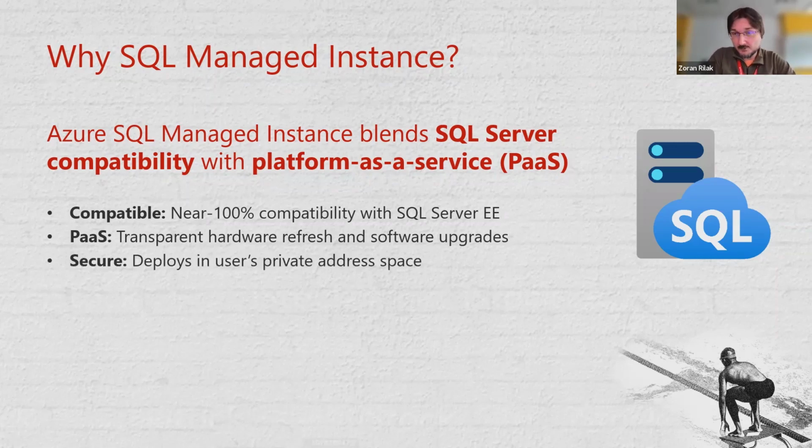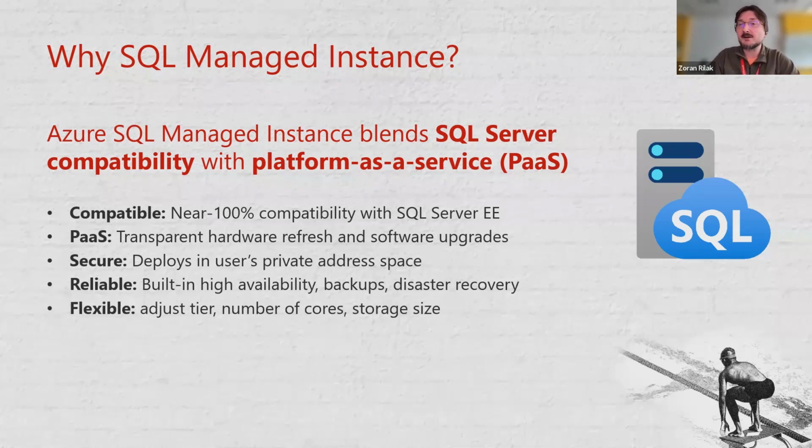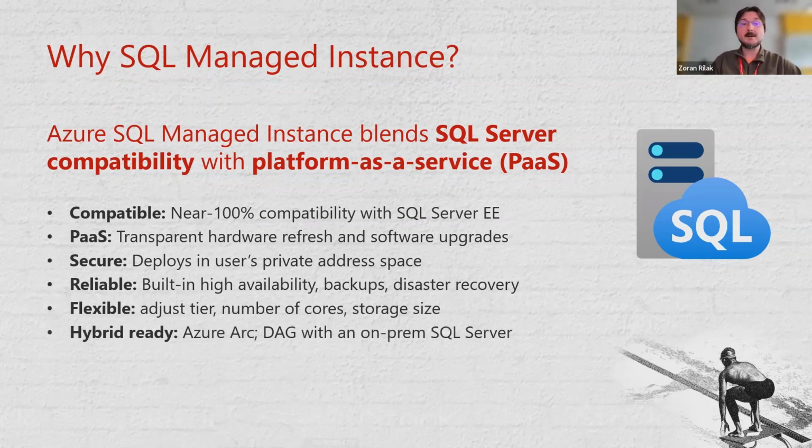It is also very secure. It deploys in your user's private address space, and becomes very configurable by doing so. It's reliable. It has built-in high availability, backups, and disaster recovery. It is flexible. We'll be returning to this point several times throughout the presentation. You can adjust the service tier. You can select the number of cores and the storage size assigned to it. And it is hybrid ready. You can deploy it on Azure Arc, either on the edge or on premises. And it also has a new feature that we're very excited about, the distributed availability group with an on-prem SQL Server.